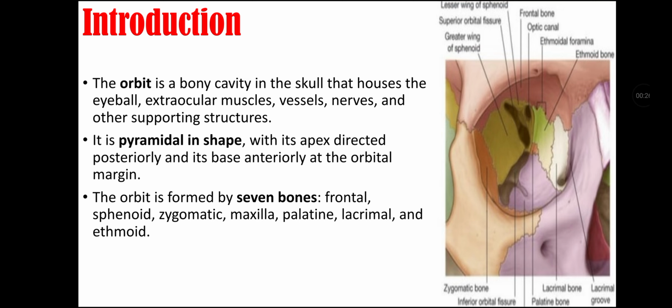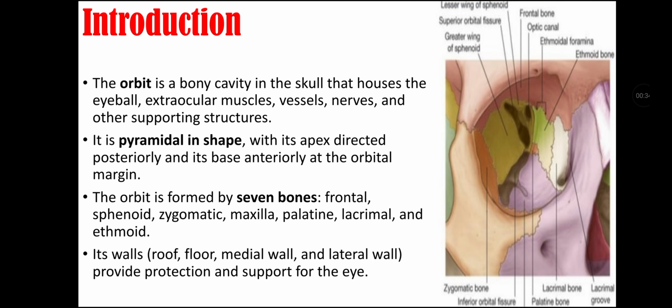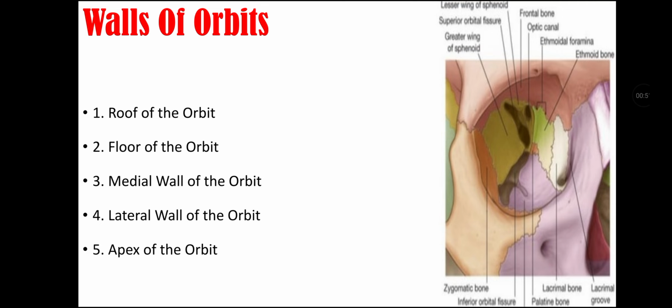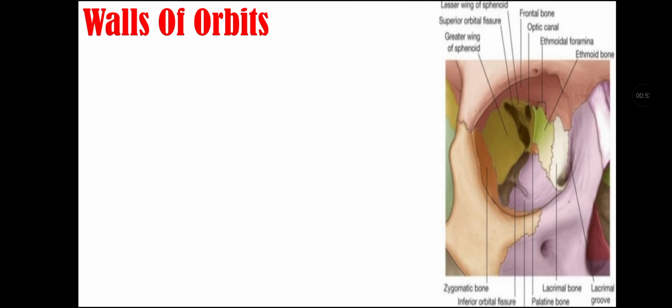The orbit is formed by seven bones: frontal bone, sphenoid bone, zygomatic bone, maxilla, palatine bone, lacrimal bone, and ethmoid bone. Its walls, that include roof, floor, medial wall, and lateral wall, provide protection and support for the eye. Walls of orbit include roof of the orbit, floor of the orbit, medial wall of the orbit, lateral wall of the orbit, and apex of the orbit.